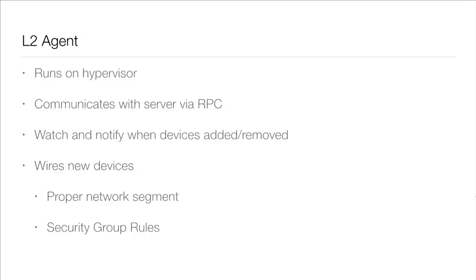Typically, the agents will communicate via RPC. Again, we wanted bidirectional communication. It gives you a well-known channel to talk through. What the agent will typically do is watch and notify the controller when there are devices that are either added or removed from the hypervisor host. When that device is detected, it contacts the central server, and then it wires the new device, ensuring that it's plugged into a proper network segment, and if you're applying security groups, that those rules are applied properly.